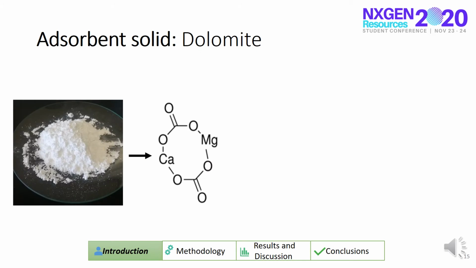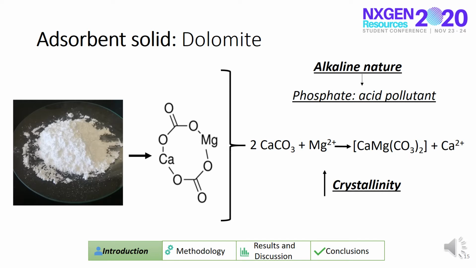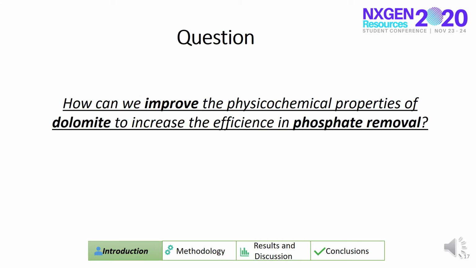Because dolomite is a carbonate of calcium and magnesium, it has high crystallinity and alkaline nature, making it a promising material for immobilization of acid contaminants like phosphate. However, dolomite has low specific surface area and pore size, which are limiting factors for the adsorption process. Therefore, in this work, the question was: how can we improve the physicochemical properties of dolomite to increase the efficiency in phosphate removal?